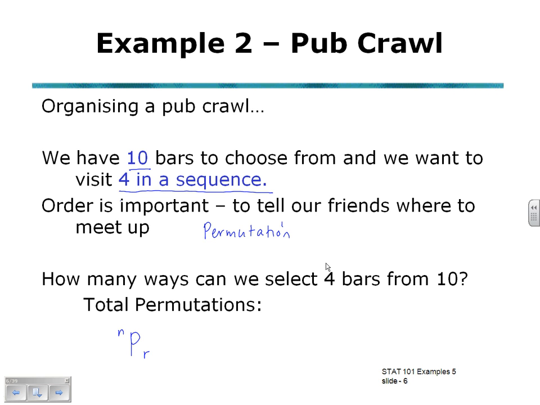This time nPr, P for permutations, out of n number we're choosing r. So in this case, out of 10, we are choosing 4. 10P4. Once again, this function on the calculator, nPr, 10P4 this time.